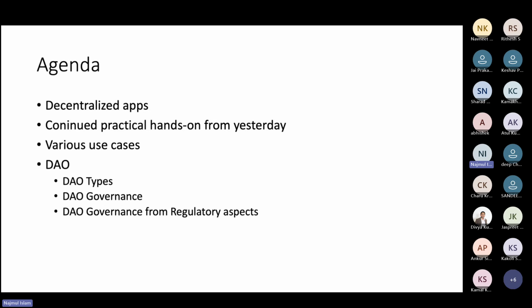Then I will speak about decentralized autonomous organizations. In short, it is called DAO. And under there, I will talk about DAO types. There are different types of decentralized autonomous organizations. And then, a very important topic, I will speak about governance of DAO.